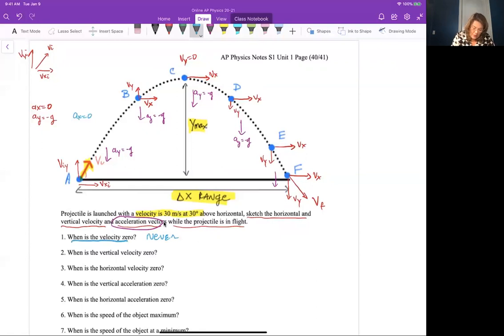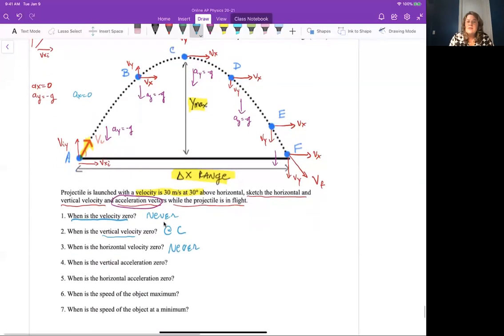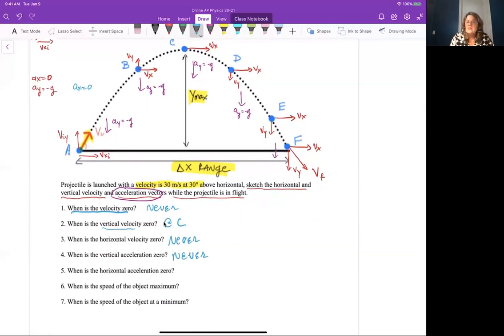When is the vertical velocity 0? Ah, now I have said the vertical velocity. Is it ever 0? Yes, at C. When is the horizontal velocity 0? Never. When is the vertical, so straight up and down, acceleration 0? Never. Purple vector, it's always 9.8 pointing downward, meters per second squared. When is the horizontal acceleration 0? Always.